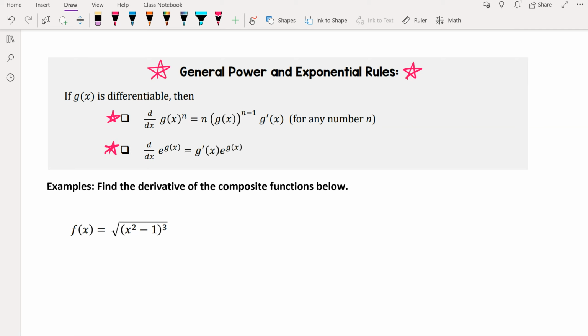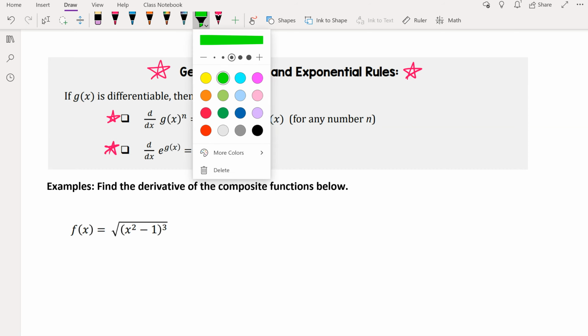Okay, on these practice problems, actually I'm going to give you some time to write these down. All right, on these practice problems, I'm going to use the u and the v method. So we said call the inside function u.